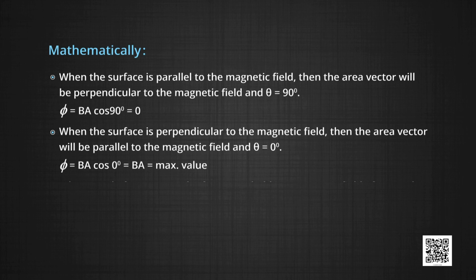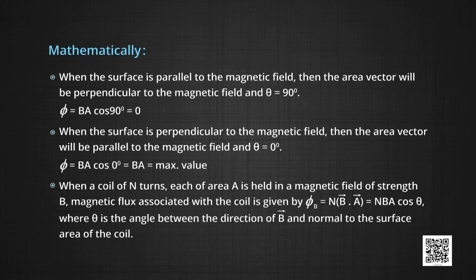When a coil of N turns, each of area A, is held in a magnetic field of strength B, magnetic flux associated with the coil is given by phi B equal to N times B dot A, which is equal to NBA cos theta, where theta is the angle between the direction of B and normal to the surface area of the coil, which is the area vector.